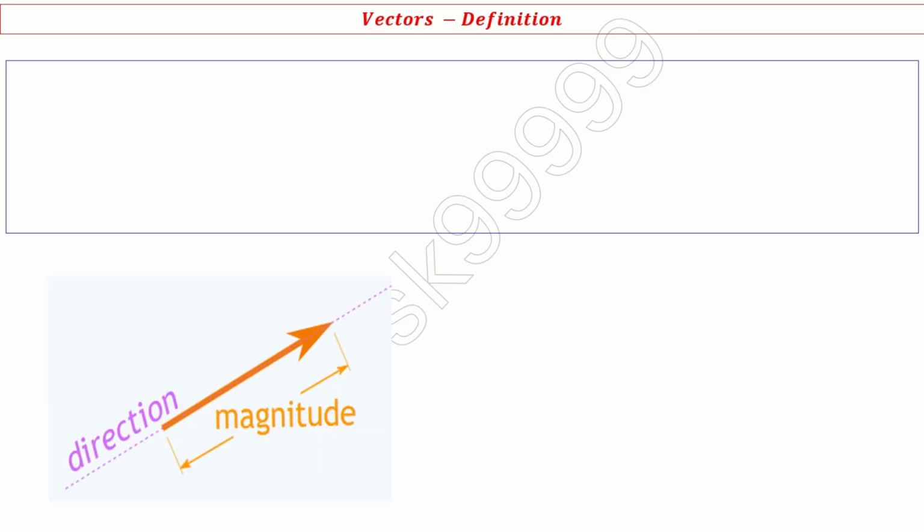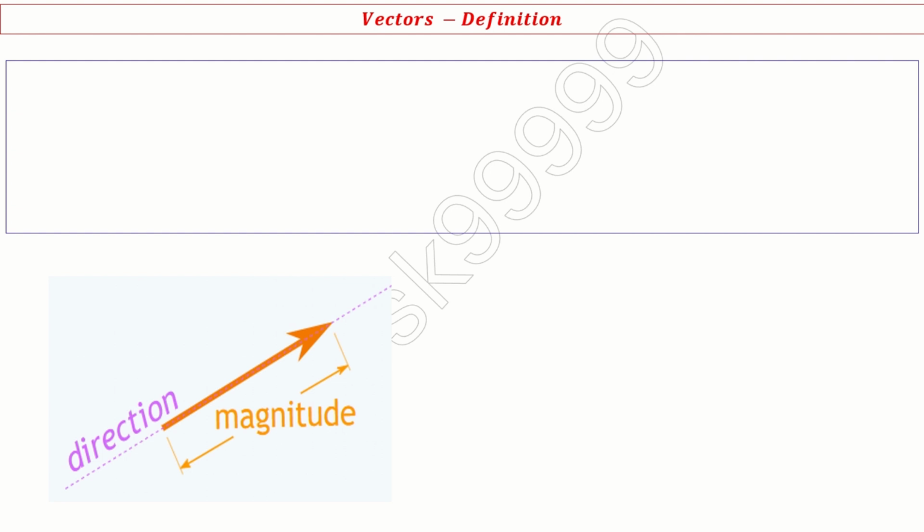Okay, let's get into vectors. What is the definition of a vector? A vector is a quantity which has both magnitude and direction. This is the first definition of a vector. A vector will have not only magnitude, it also has a direction.